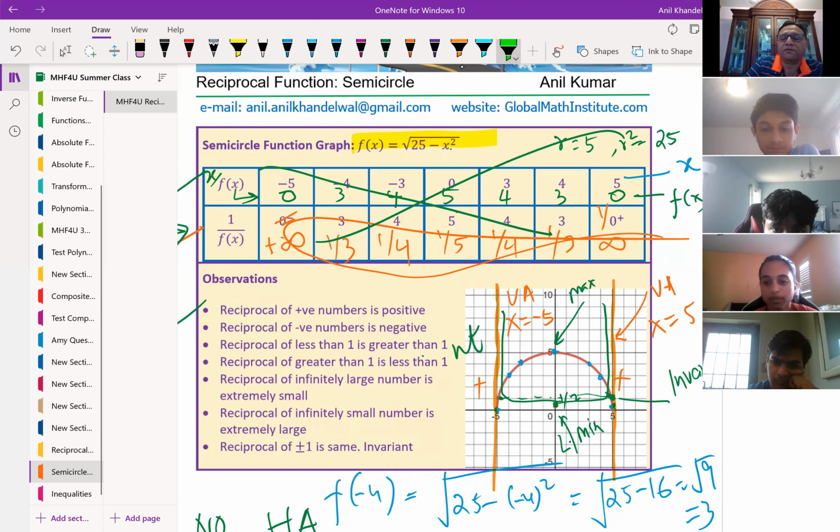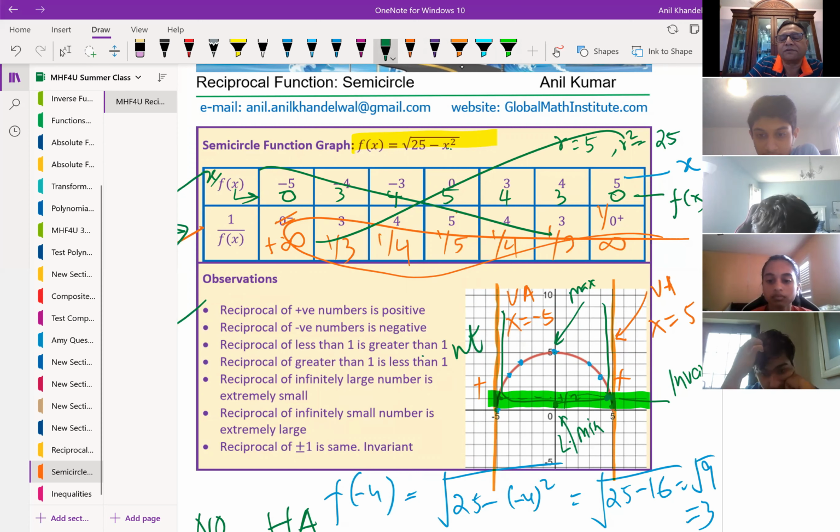Yes, good. Next time, I have drawn a line y equals 1. Do you see this line y equals 1? So on that line, wherever it intersects the curve, that is the invariant point. Is that okay?